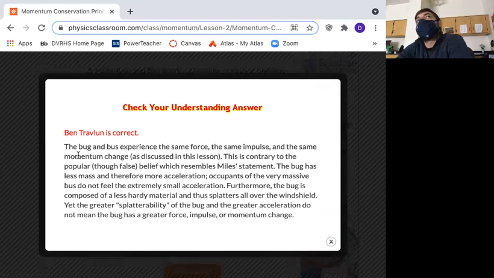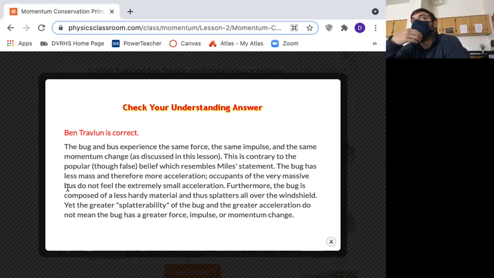Ben is correct. The bug and the bus experience the same force, the same impulse, and the same momentum change. This is contrary to the popular, though false, belief which resembles Miles' statement. The bug has less mass and therefore more acceleration. Occupants of the very massive bus do not feel the extremely small acceleration. Furthermore, the bug is composed of a less hardy material and thus splatters all over the windshield. The greater splatterability of the bug and the greater acceleration do not mean the bug has a greater force, impulse, or momentum change.